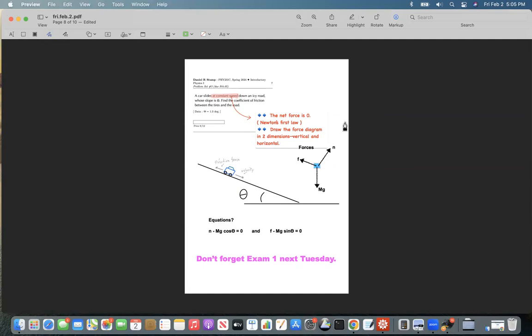If I think of the direction perpendicular to the surface, there's N upward and mg cosine theta downwards, and those have to add to 0 because the car is moving at a constant speed. So I have N minus mg cosine theta is 0. And now tangent to the surface, I have mg sine theta, and minus f in the other direction. Or I can write it this way: f minus mg sine theta has to be 0, because the net force is 0. That's what I immediately know when I see constant speed.